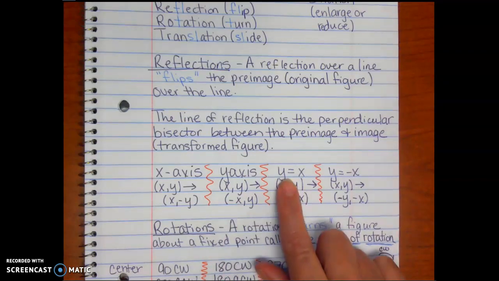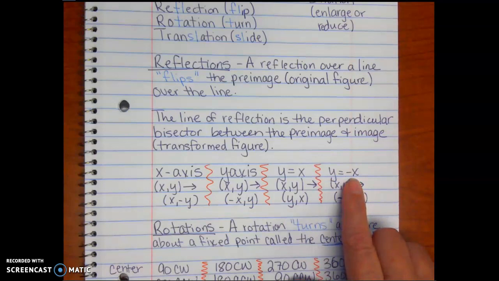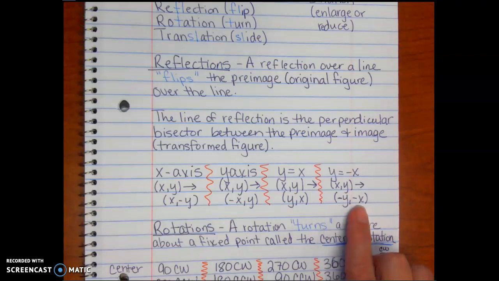y equals x, that is our parent function for a line. And our mapping is our original point gets mapped onto y equals x, which flips the x and y coordinates around. And then we have y equals negative x, and that maps (x, y) onto (negative y, negative x). So they flip and take the opposite signs.